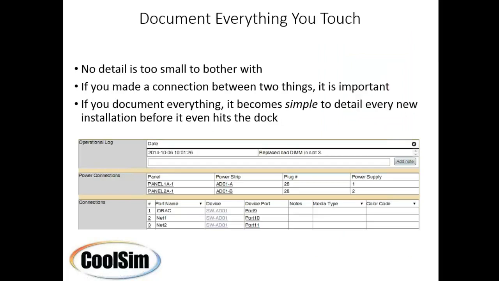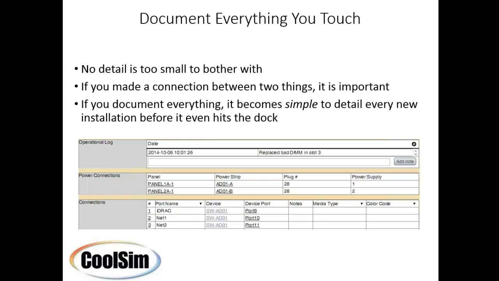Another philosophy that we have here: document every single thing that you touch. No detail is too small to bother with. If you take a look at the graphic there, you'll see in the operational log, I've got, replaced a bad DIMM in slot 3. This is your asset that you want to keep track of all of the different changes that you've made to over time. So, having a good way to keep track of that is important. So, we do that kind of stuff.